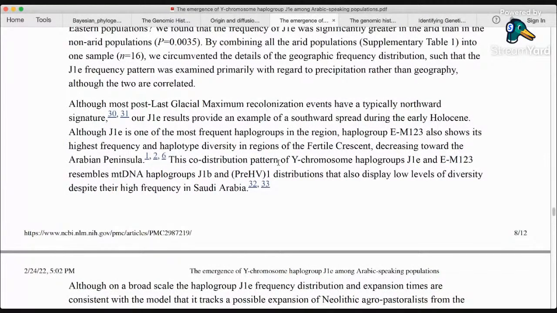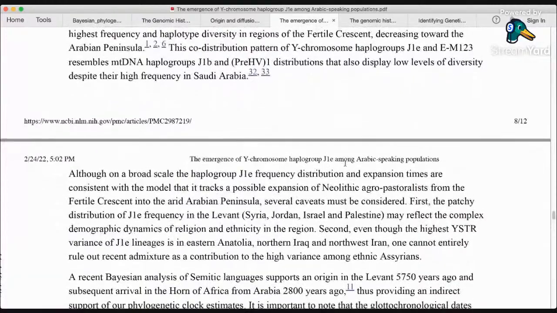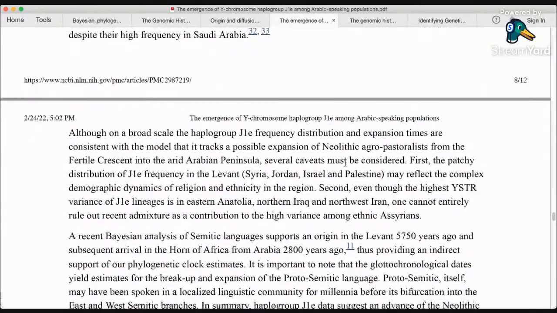This distribution, its pattern of Y chromosome haplogroups J1 and E-M123, resembles maternal DNA haplogroups J1b and pre-HV distributions that also display low levels of diversity despite their high frequency in Saudi Arabia. So the E-M123, they were already the original people in Neolithic times. As we see in the Natufian DNA, they've been there for 12,000 years, while these haplogroup J1s are more of an early Bronze Age people.